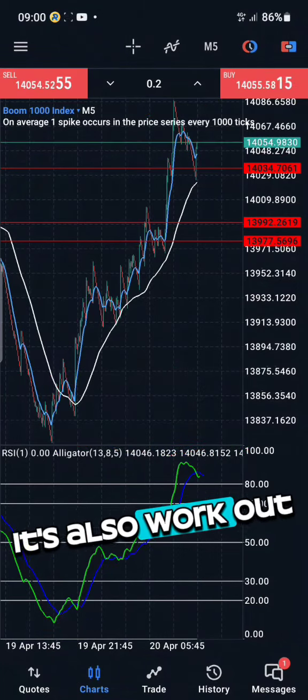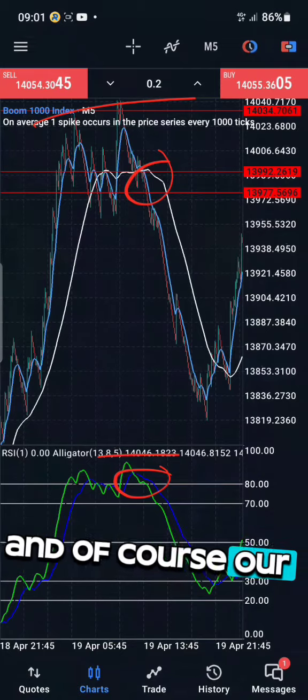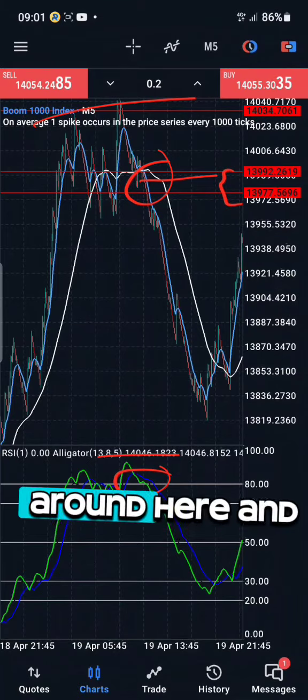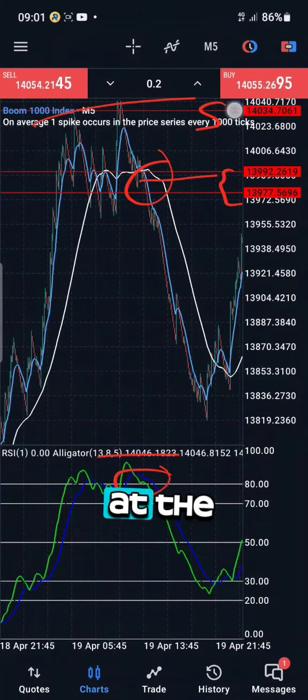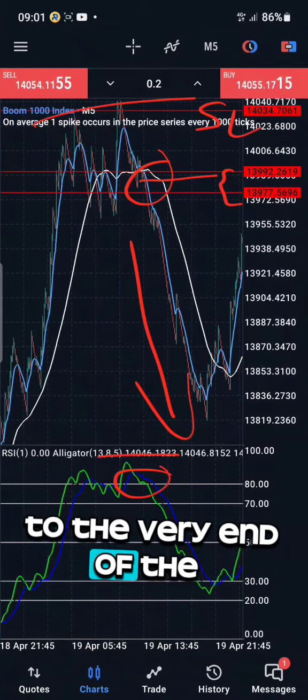It also works for a sell signal too. You can see this also resistance zone. We had the crossing right here. You can see when it was overbought, we had the crossing at above 80. So the two are in line with one another, and of course what you just need to do is to have your entry point around there and your stop loss at the resistance zone, and you keep on milking the market to the very end of the trend.